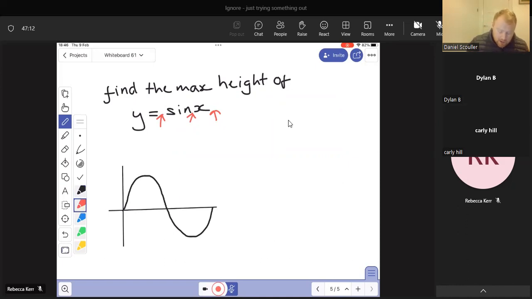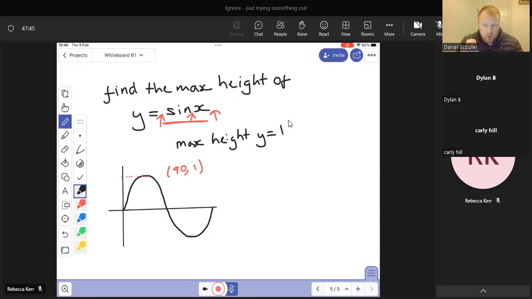So if we were to find the maximum height, if the formula had sine x in it, the maximum is going to be coordinate 90, and most importantly 1. So we can say max height is when y equals 1. Okay. So just bear that in mind. It'll become a wee bit more important soon.